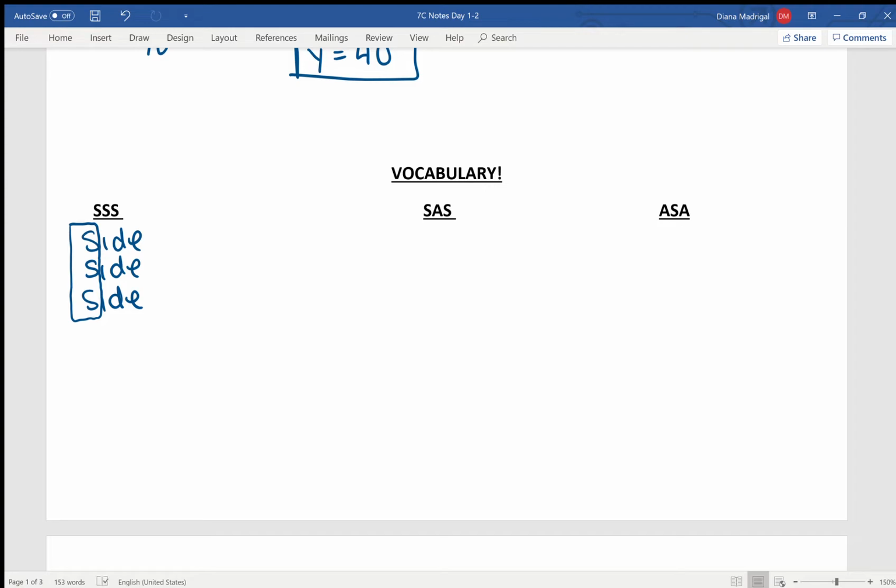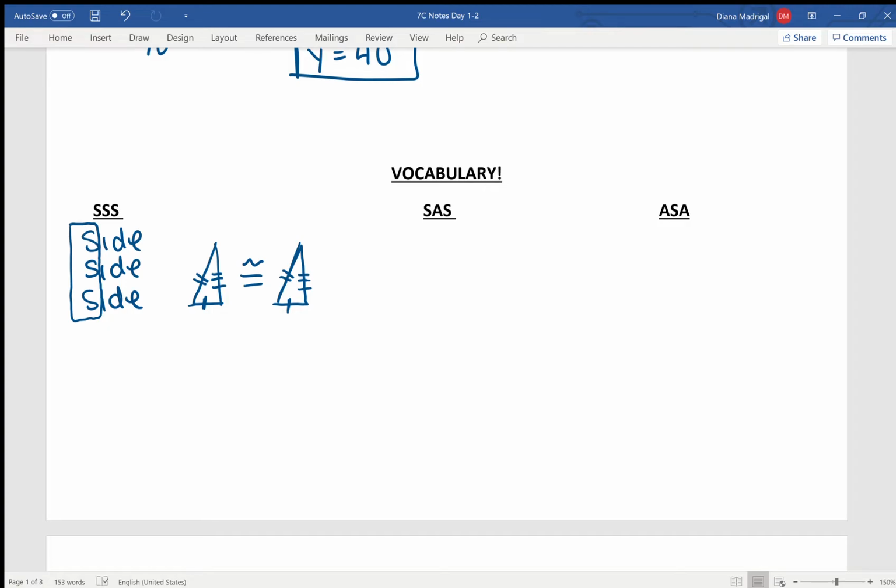What does that mean? That means that two triangles are going to be the same if they have the same side three times, because this is 1, this is 2, and this is 3. Three sides have to be equal. That's why it's called side, side, side. This side has to be the same as this one, and this one has to be the same as this one, and this one the same as this one.